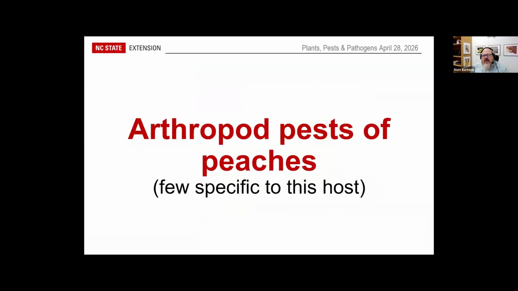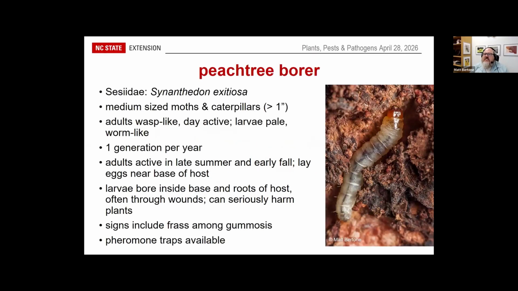All right, so there are a few species other than the ones that are general on these types of plants that are affecting peaches, and that really includes two clearwing borer moths. And the first is the peach tree borer. This is the most destructive pest of peach. Again, the family Sesiidae, the clearwing borers, and the same genus as dogwood borer, Synanthedon, but the species exitiosa. These are medium-sized moths and caterpillars. They're over an inch wingspan. They're one of the larger of our clearwing borer moths.